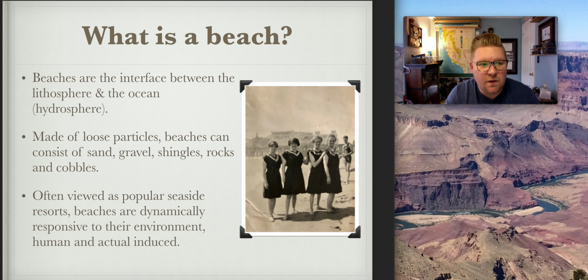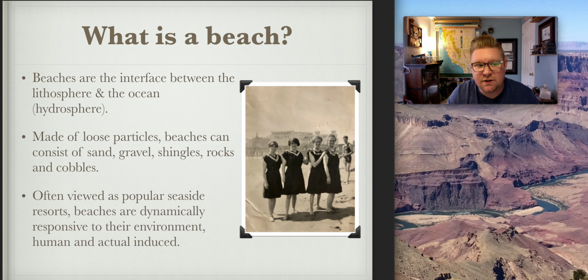So let's start off with this. What is a beach? Well, beaches are the interface between the lithosphere and the hydrosphere, the ocean. It's a meeting point. It's a very unique zone. Beaches do not necessarily have to always be on the ocean. We can certainly have beach ridges on inland seas and very large lakes. But the beach is that interface between water and land.